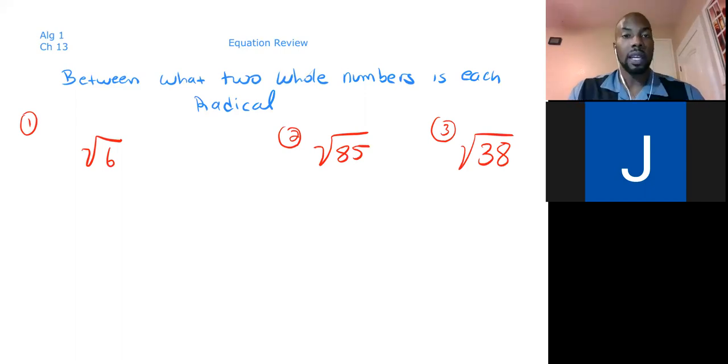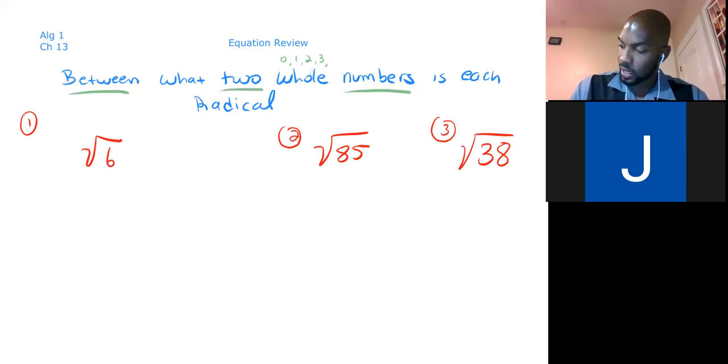What really helps me is to break down what the question is really asking. It says, between what two whole numbers? What's a whole number? Any number like 0, 1, 2, 3, complete wholes. Is each radical? Remember, radicals aren't really whole numbers, so the question is really asking, between what two whole numbers is each radical's answer?